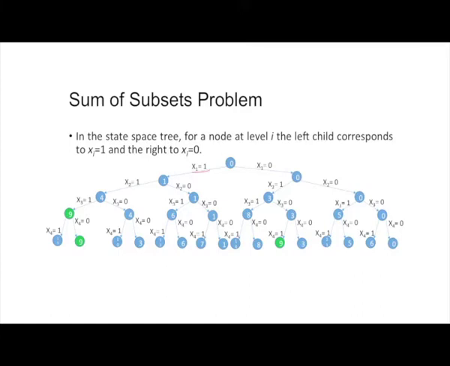It means, for example, if we take this node here and the decision has to be made for weight number 2, the left child for this node, so x2 is equal to 1, means that we are considering this weight number 2, and the right child, referring to x2 is equal to 0 in this case, means that we are not considering weight number 2.